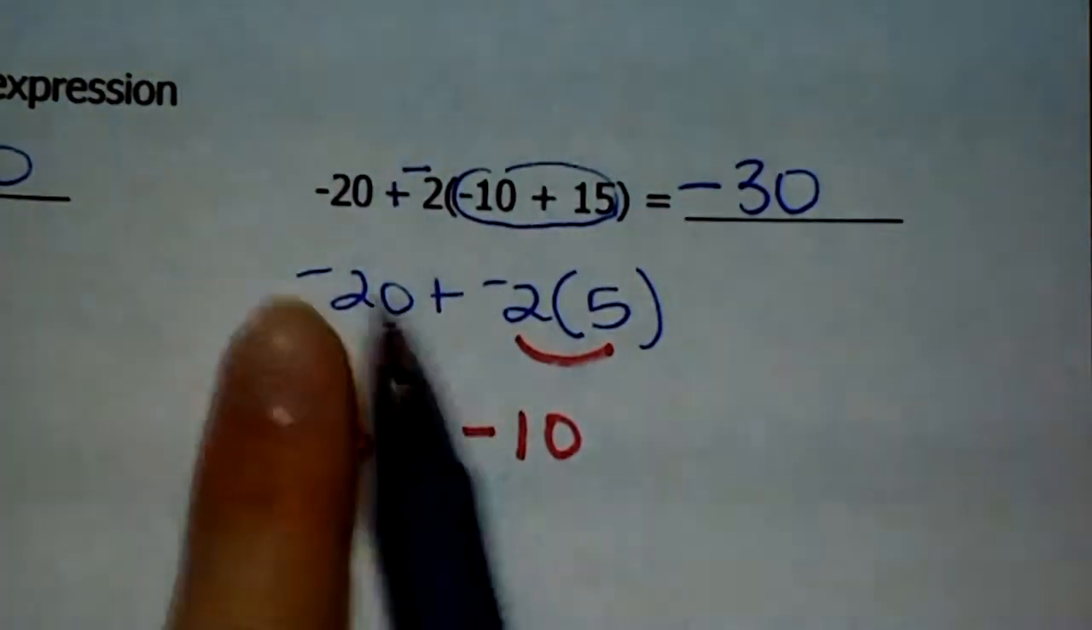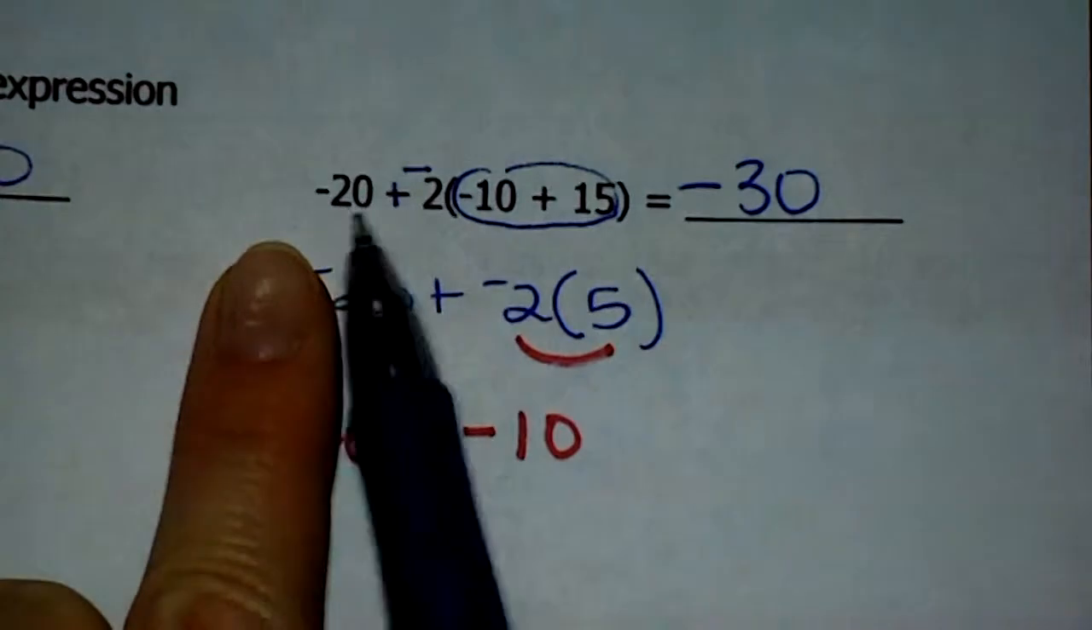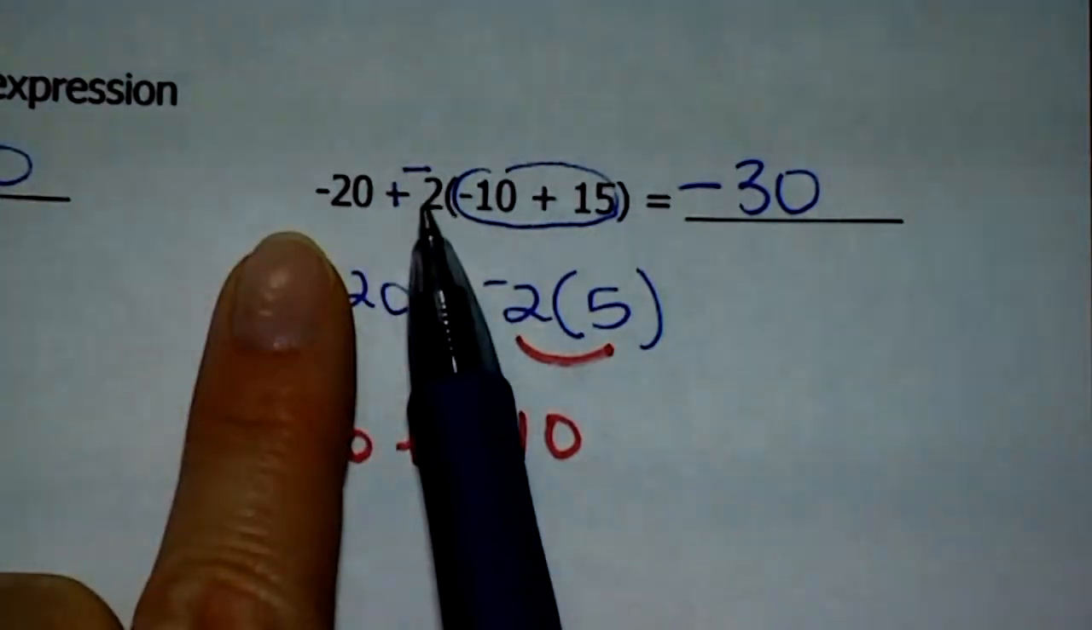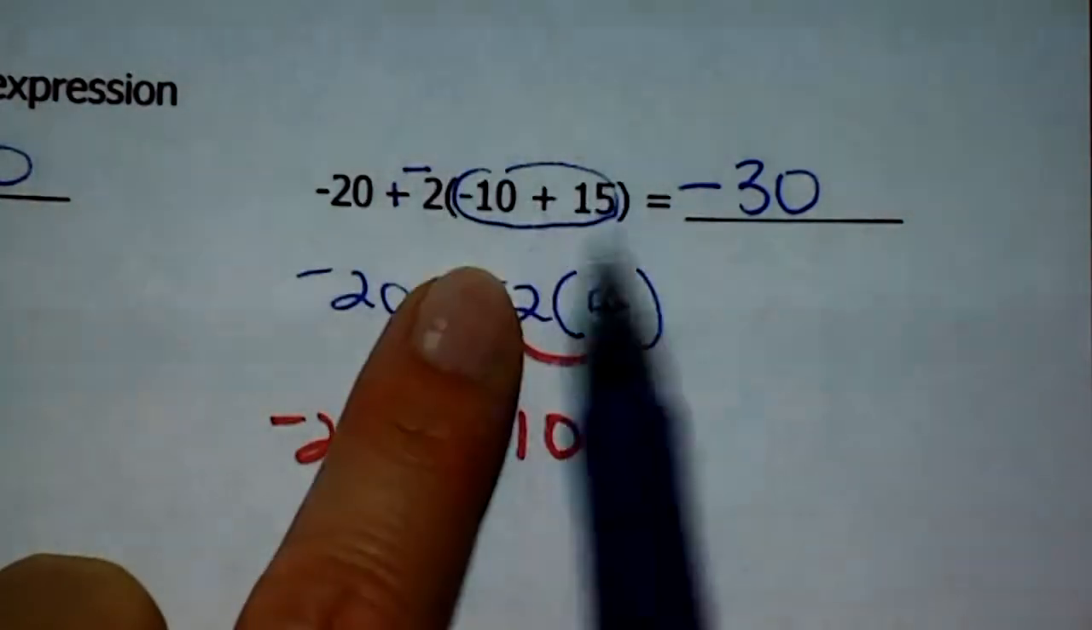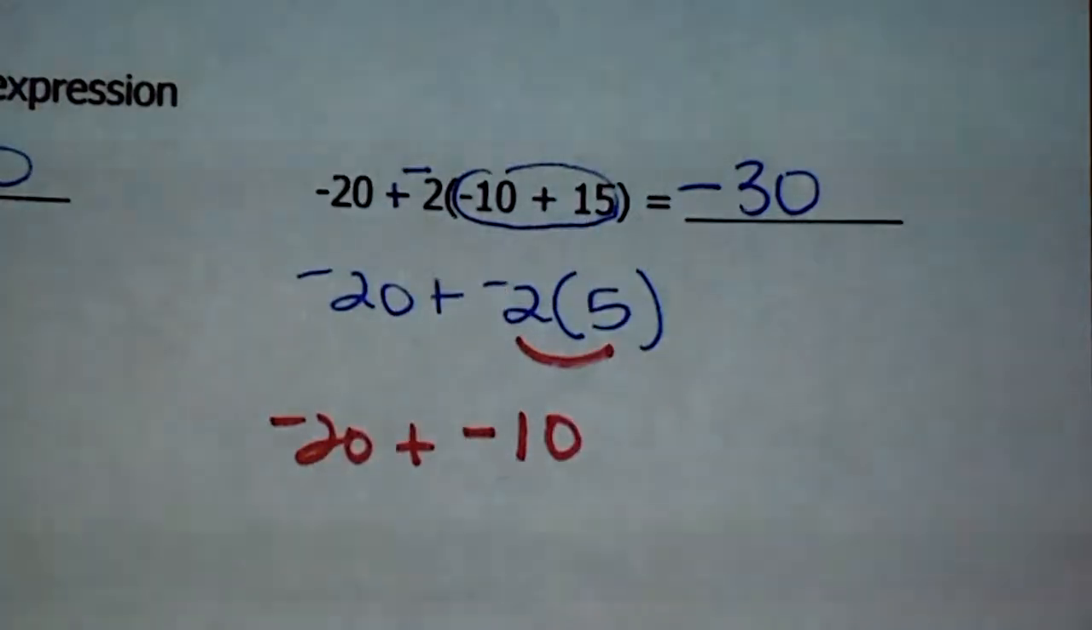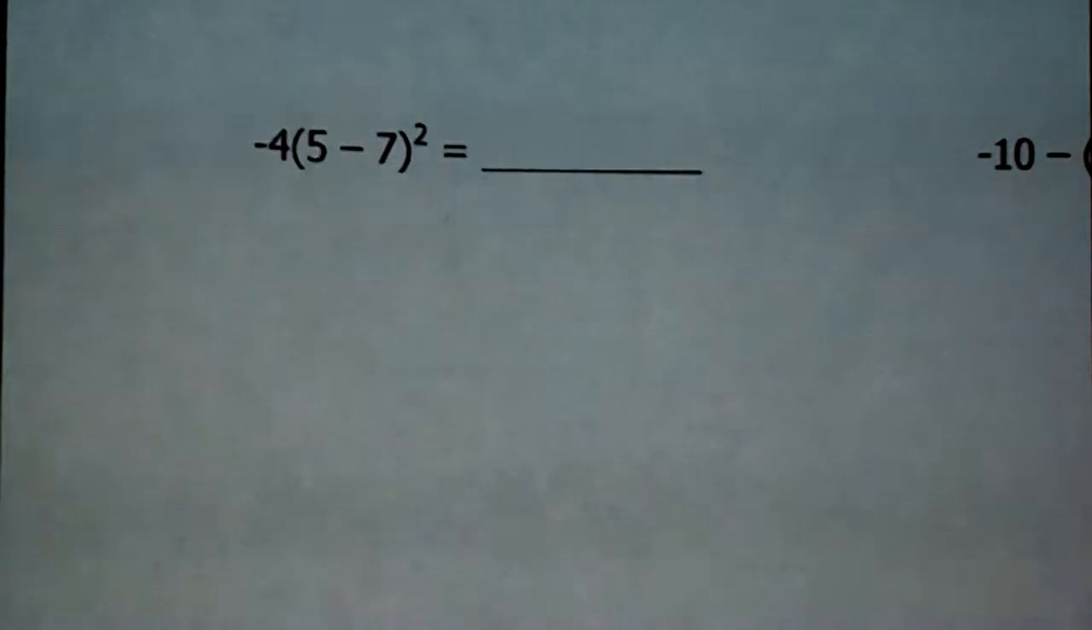You would not get negative 30 if you took negative 20 plus negative 2 and got negative 22 and then multiplied that by the result that's inside here. You have to solve these according to order of operations. Every time, no matter what. Always, always.